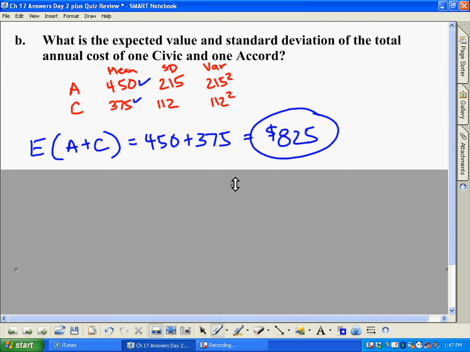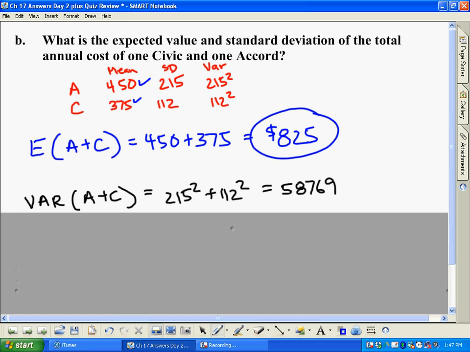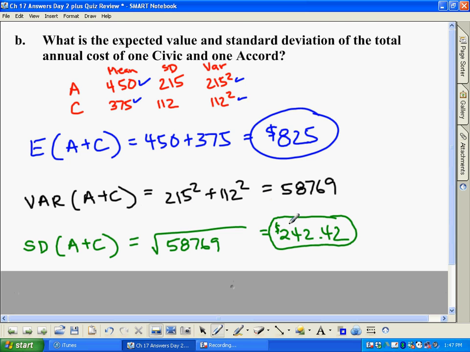Now in terms of the variance, what you would want to do is add the two variances together. So it would be 215 squared is one variance, the other one is 112 squared. So you'd square each of these, add them together, and you get 58,769, and therefore the standard deviation of that cost combined for one Civic and one Accord would be the square root of 58,769, otherwise known as 242.42.